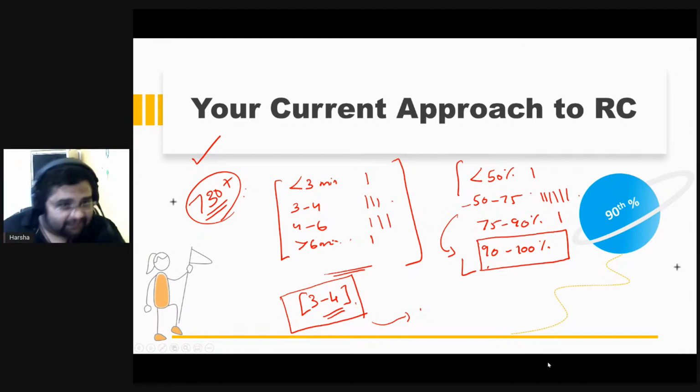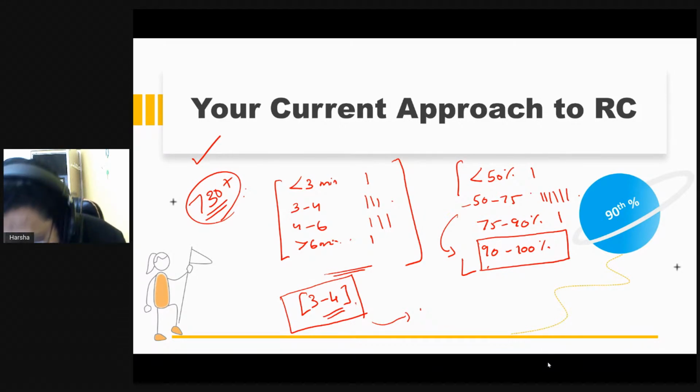Ankita says, I enjoy RC. Very happy to see that. I also enjoy RC. I'm very happy to see people when they enjoy RC.